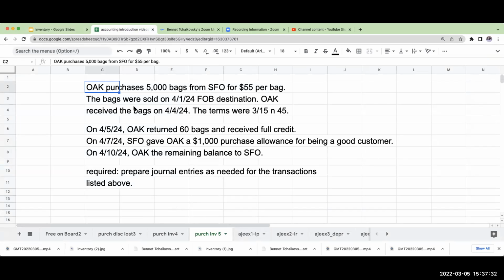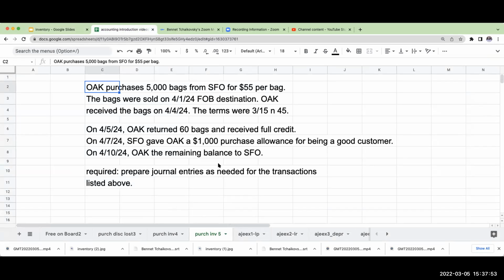Okay, so Oakland purchases 5,000 bags from SFO for $55 per bag. The bags were sold on April 1st, 2024, FOB destination. Oakland received the bags on April 4th. The terms were 3/15, net 45. Then on April 5th, Oakland returned 60 bags and received full credit.